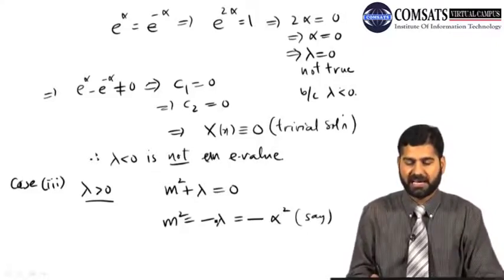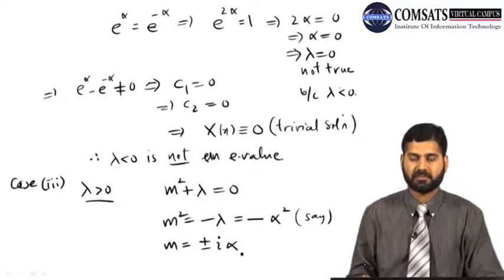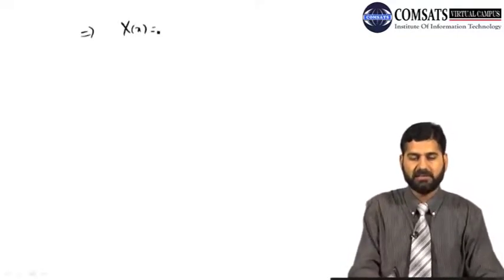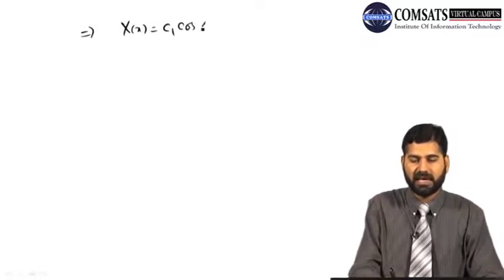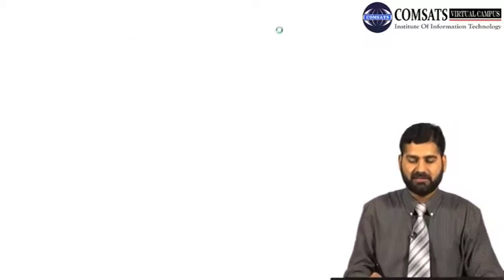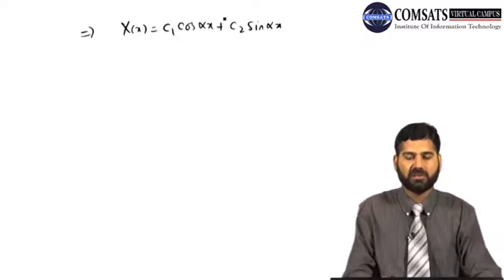So this is now always negative. Lambda positive, negative will make it negative. So m is plus minus iota alpha now. Alright? Iota alpha means your X is C1 cosine alpha x plus C2 sine alpha x. Whenever you get pure imaginary with alpha as your imaginary part, then this is your solution.